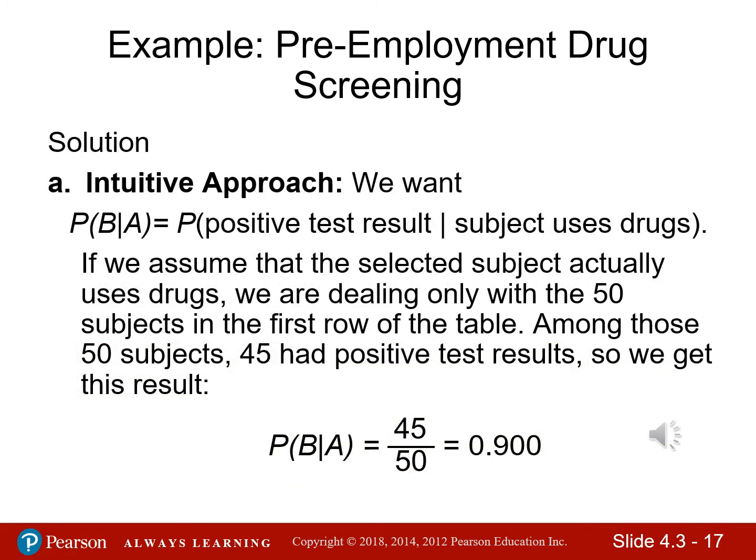With the intuitive approach, we want to find that the probability of B given A is equal to the probability of a positive test result given the subject uses drugs. If we assume that the selected subject actually uses drugs, then we are dealing with only 50 subjects in the first row of the table. Among those 50 subjects, 45 had positive test results. So we get that the probability of B given A is equal to 45 over 50, which is equal to 0.90.